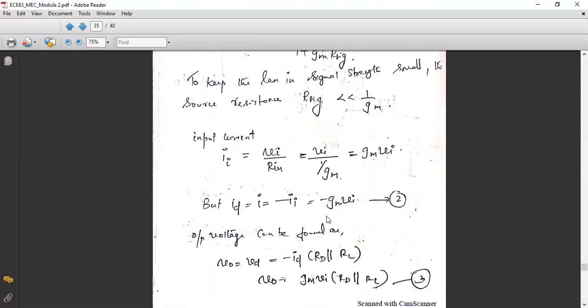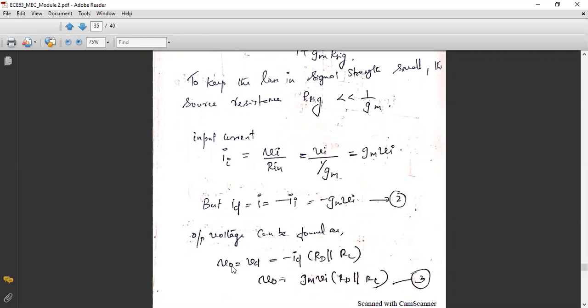Clear? And why did you find this expression for Id? Because we need the expression for gain. To get the equation for voltage gain, we need the equation for output voltage. To get the output voltage equation, we need the equation for output current. So as of now, we have derived the equation for drain current, which is equal to minus gm into Vi.